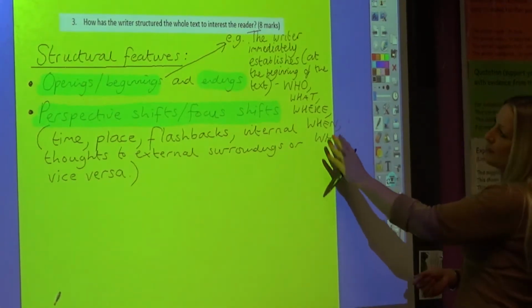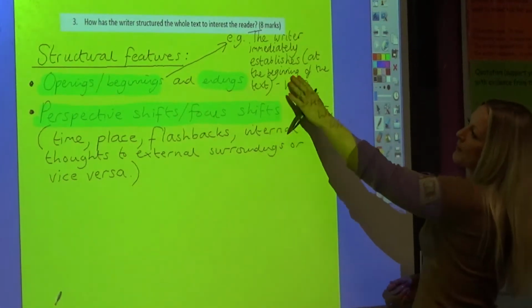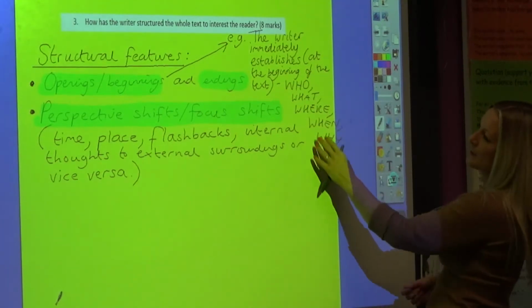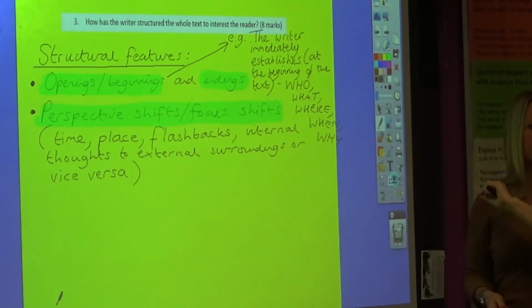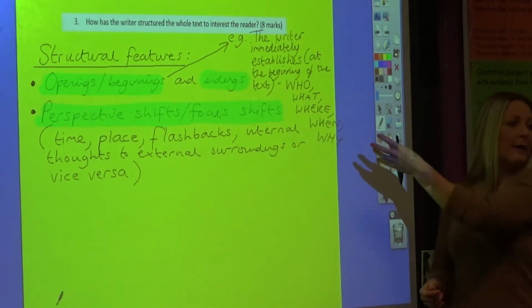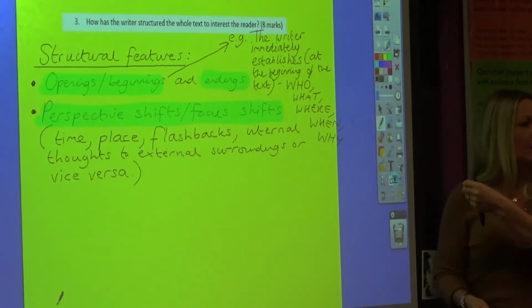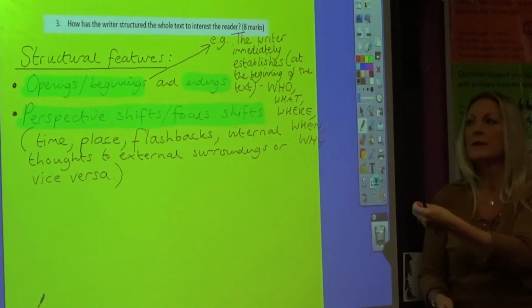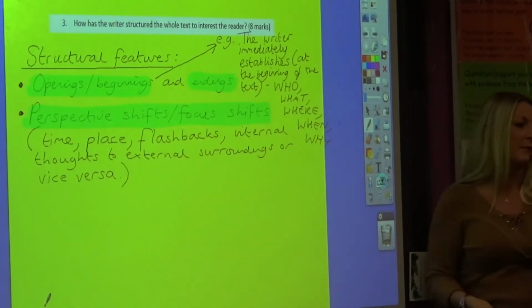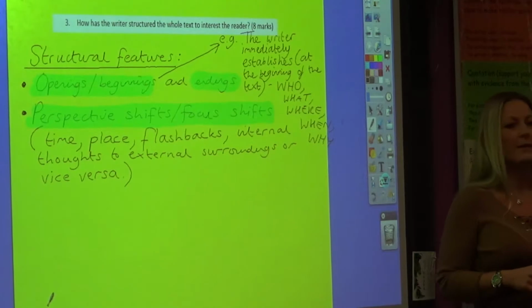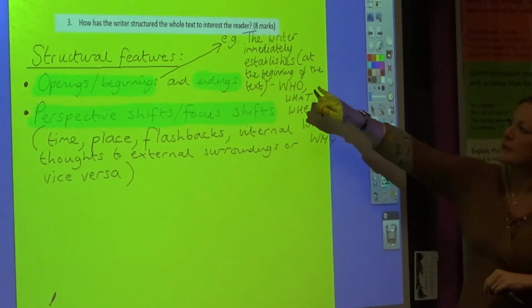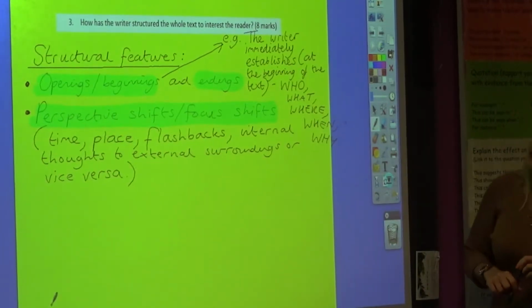But whatever you do, start your answer with the writer immediately establishes at the beginning of the text who is involved and where the action is taking place. And then you would back that up with a quotation from the first sentence. That would get you, believe it or not, a couple of marks if you told me what the effect was on the reader. So that would be 2 marks out of 8 already. So please start your answer with that.